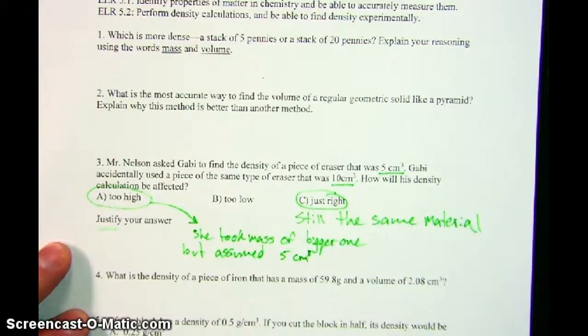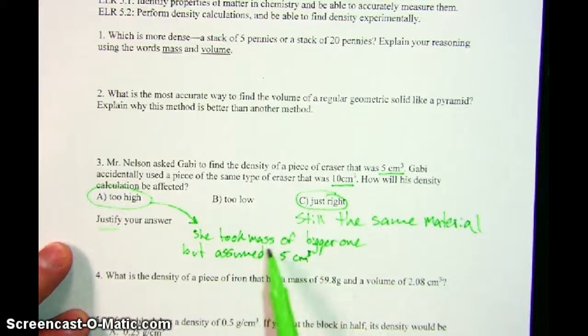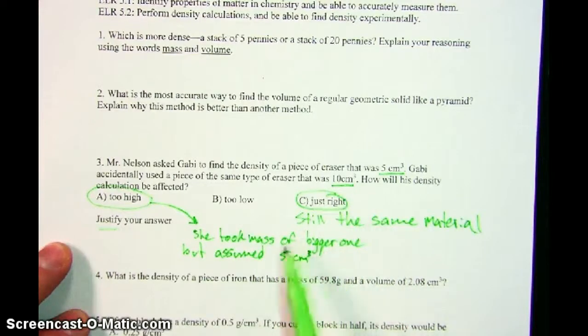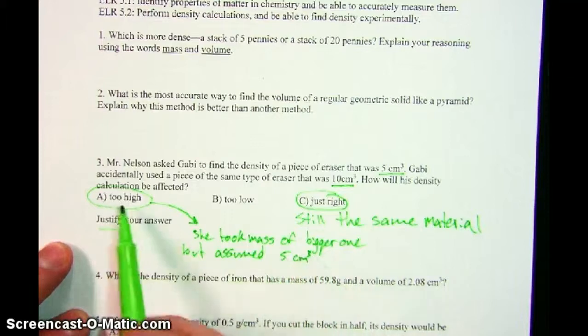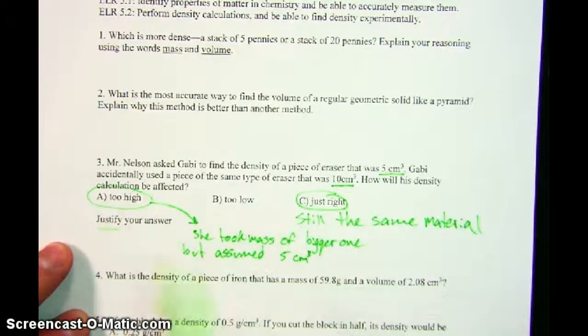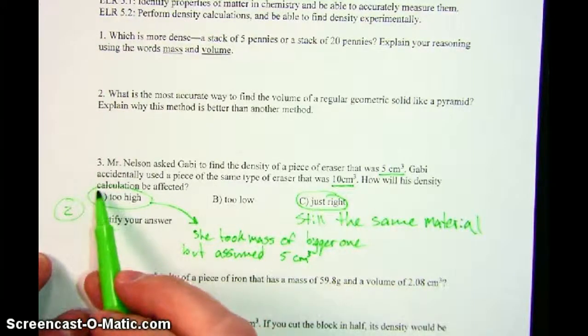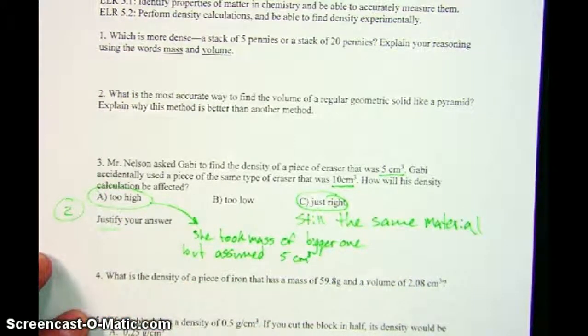So if you did this, your mass would be for the 10 centimeter one if she accidentally grabbed the wrong eraser, but she would have for her volume on the lower part of the equation, mass divided by volume, a smaller number than what it really should be. So what that would do would be to make it too high. So I will accept either of those two. This was worth 2 points, one for putting the right answer and one for a good justification.